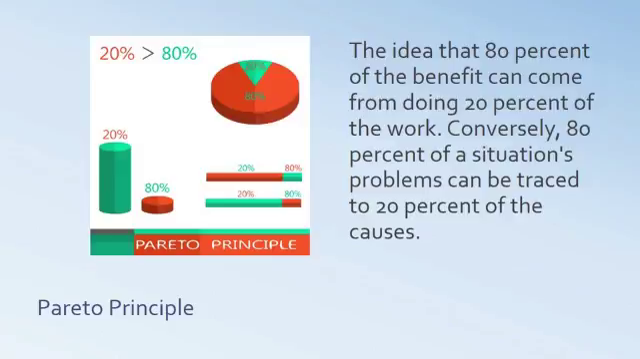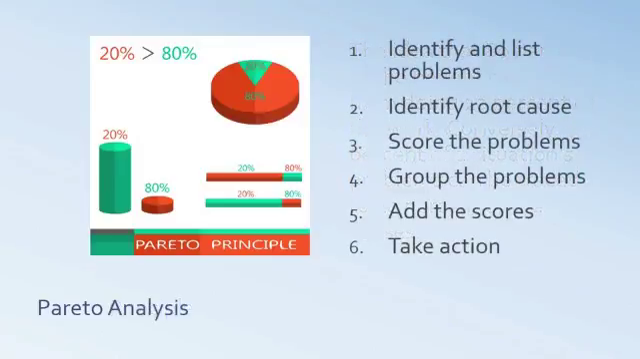Using the Pareto principle, you can analyze any situation to uncover potential problems associated with any process and identify the highest value actions that will help you fix the problem. The steps for completing a Pareto analysis are as follows. First, identify and list all the problems you need to resolve. Second, identify the root or fundamental cause for each problem.